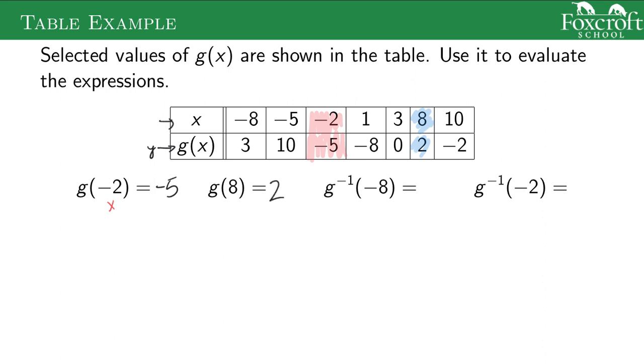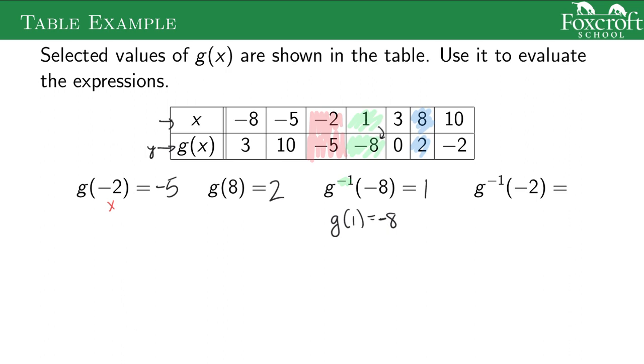G inverse of -8. All right, so now we're doing the inverse. That's the important part. This is our y value, starting with the output -8, and that gives us the original input 1. We always check our answers with an inverse by doing the original function, making sure this makes sense. And it does, because if I put 1 into the original, I get out -8.